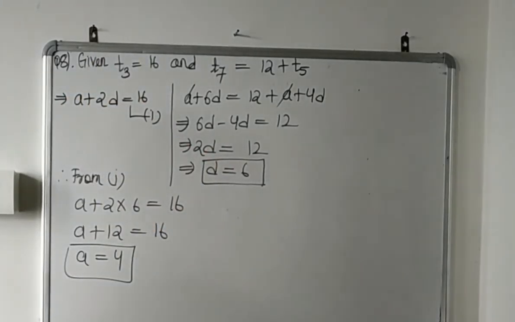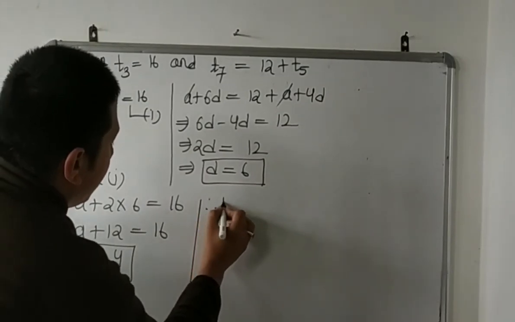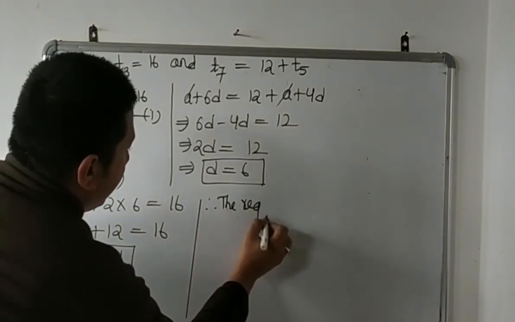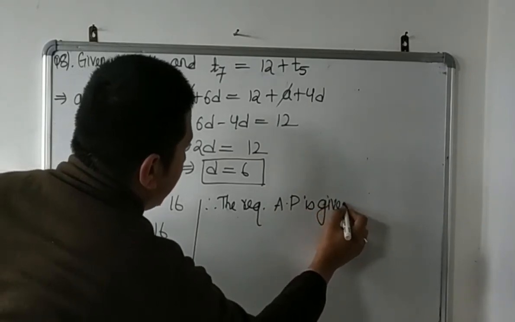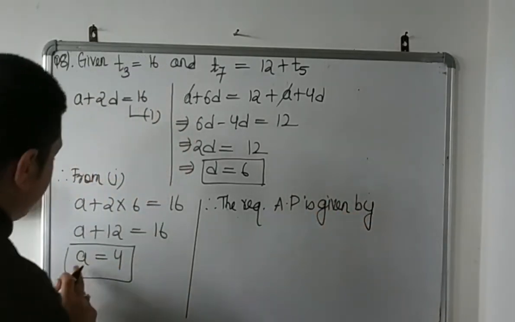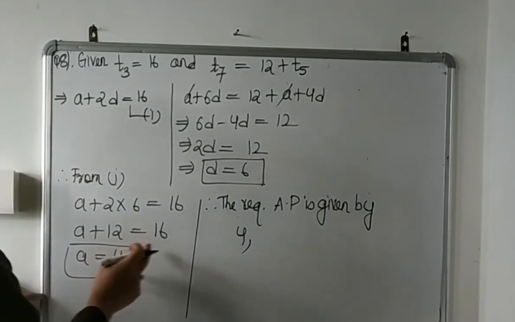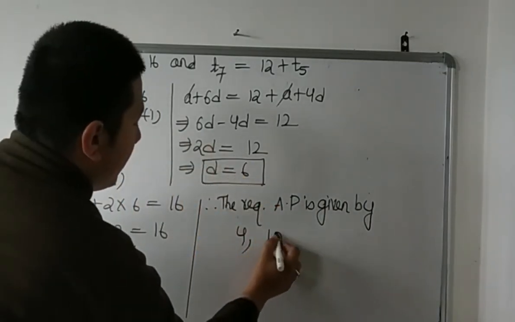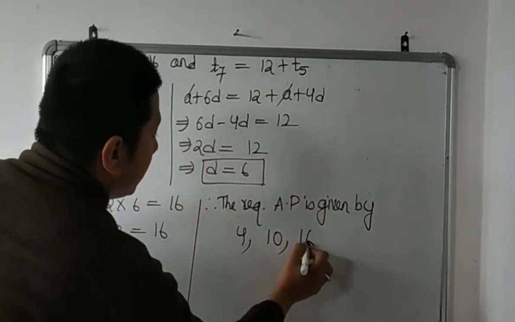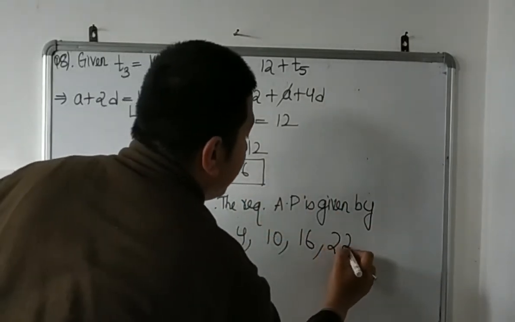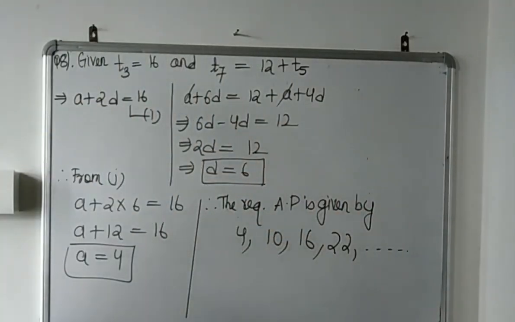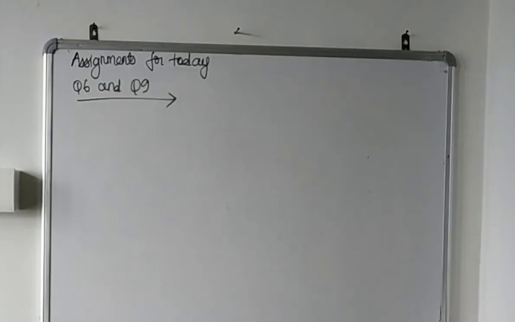Obviously. Therefore, the required arithmetic progression is given by: the first term is 4, common difference 6, add 6 to get 10, add 6 to get 16. See, the third term was already 16. Add 6, 22, and so on. Pause the video and note it down.